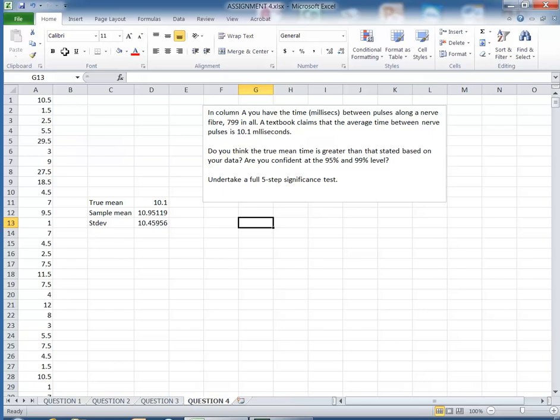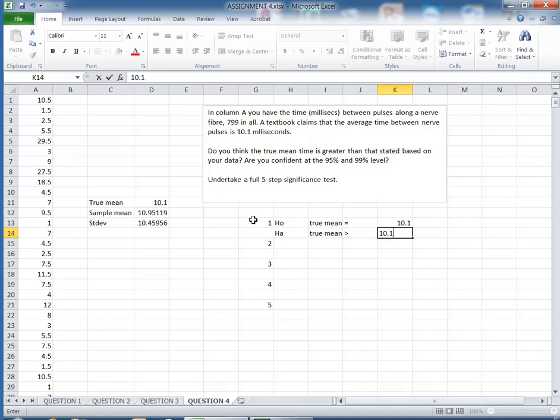So we use a 5-step hypothesis test to work out whether or not the textbook is correct based on our sample. First of all, we have to state the null and alternate hypothesis. Null hypothesis is true mean equals 10.1. Alternate: is it two-sided, two-tailed? No, the true mean is greater than the weighted average. So the true mean is greater than 10.1.